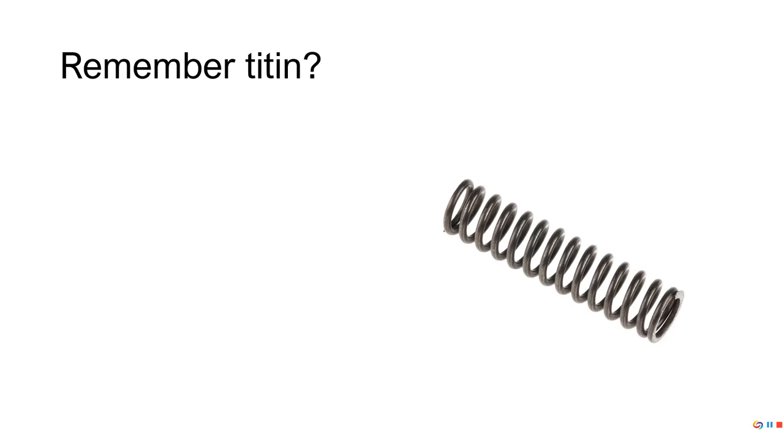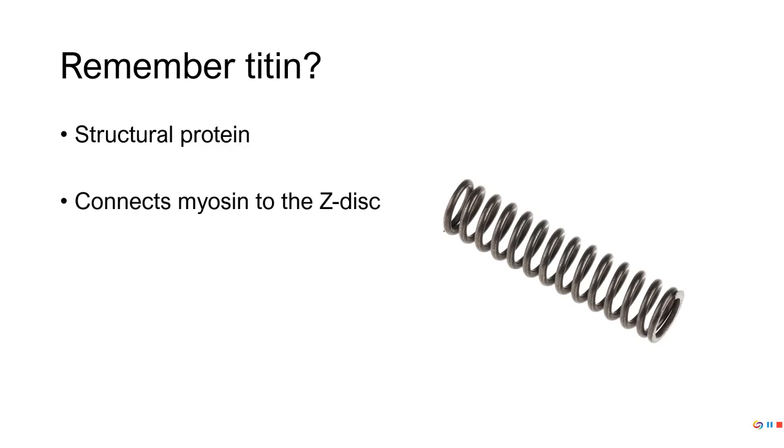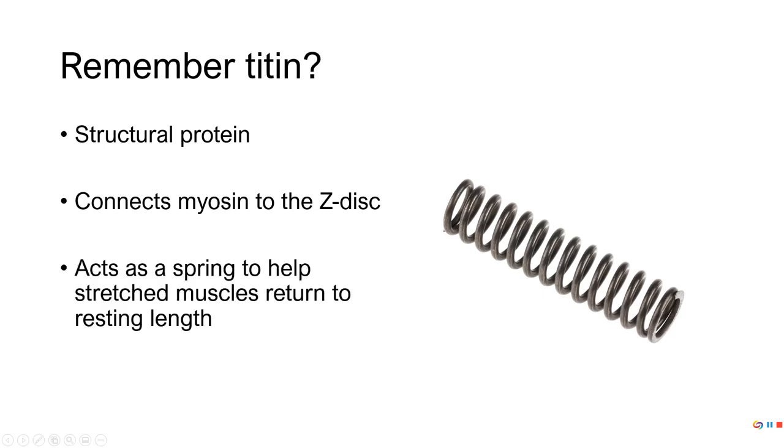So remember, I think it was on the first video of the week, we talked about titin. Titin is a structural protein. It connects myosin to the Z disc. And notice that I've got a spring here. Well, titin's essentially a spring. And what it does is after we have muscle contraction, it recoils to get muscles back to their resting length. We've known that for a while, but apparently it does more than just that.